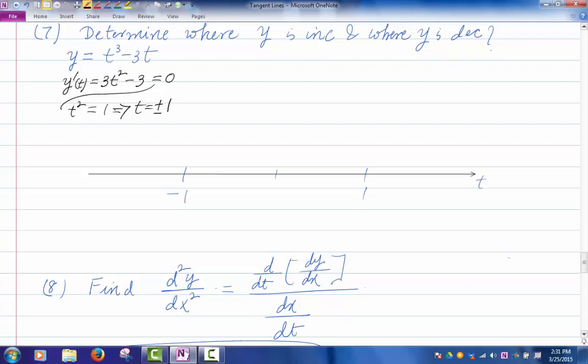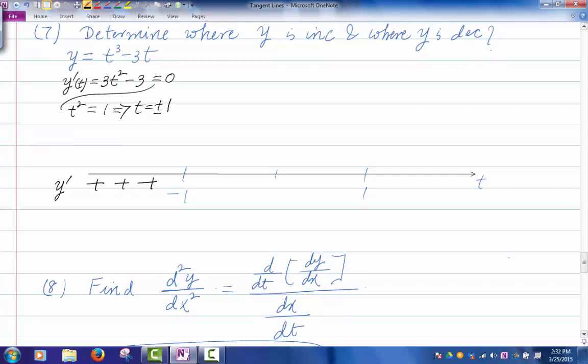And now I want to figure out whether y prime is positive or negative. So look at y prime. Is y prime positive or negative on the left of negative 1? On the left of negative 1, for example, I have negative 2. Plug in negative 2 in the formula for y prime, and you get plus. You're right. So I know that I have plus here.